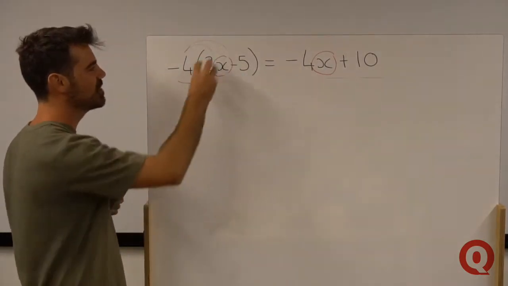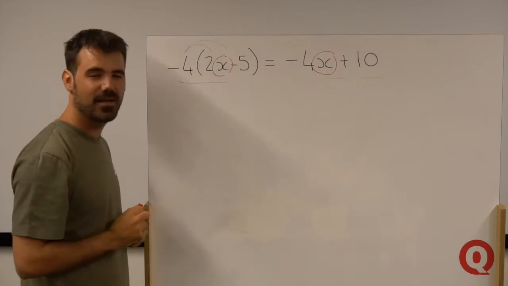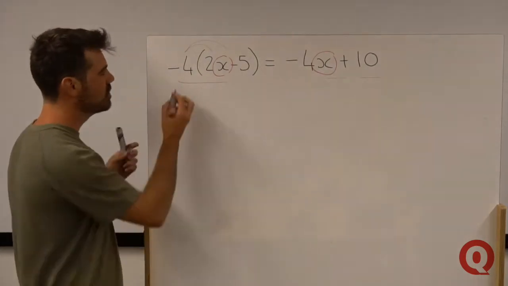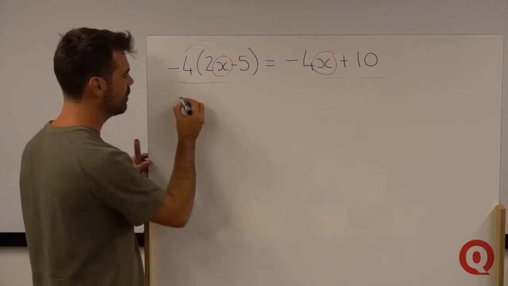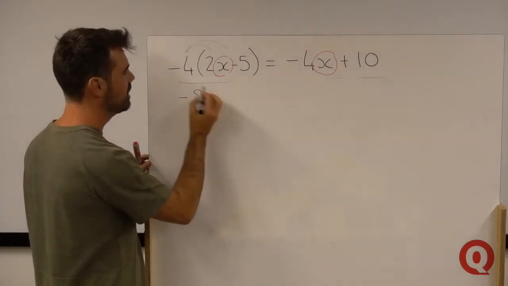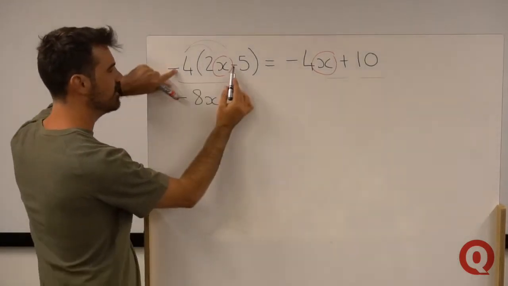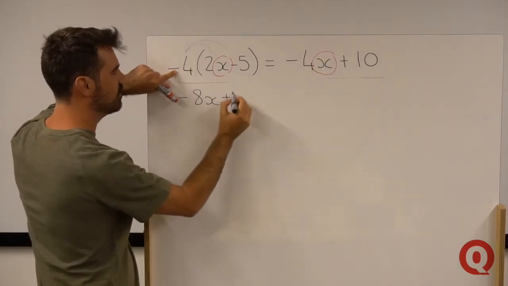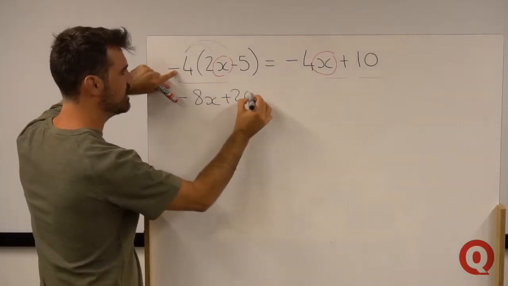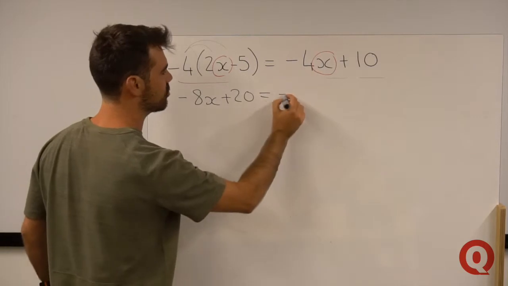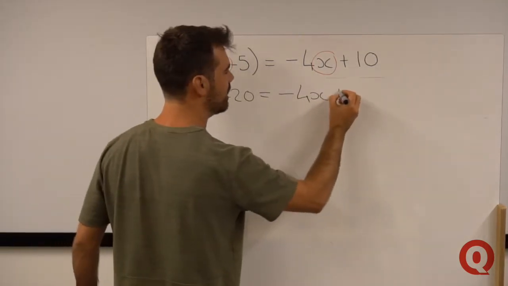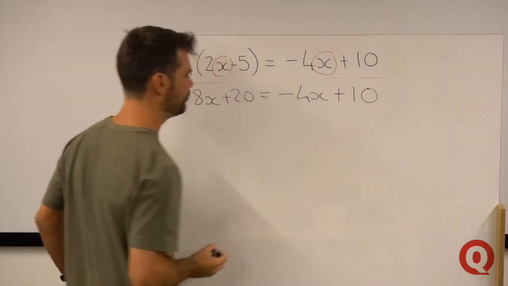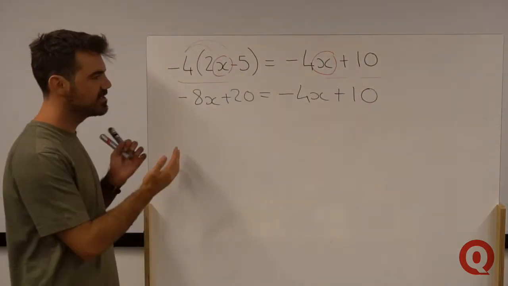And that means I need to multiply the 2x and the -5 by a -4. So -4 times 2x is going to give me -8x. -4 times a -5, the negatives are going to make it a positive, and it's going to be 20. Equals, we'll just repeat this because there's nothing else we can do on this side because we cannot add -4x and 10. Right, now that's the basics again.